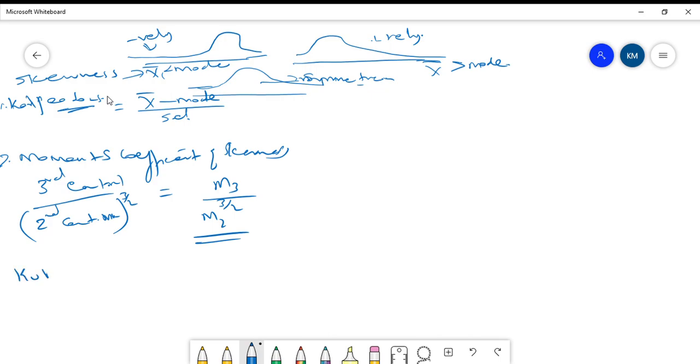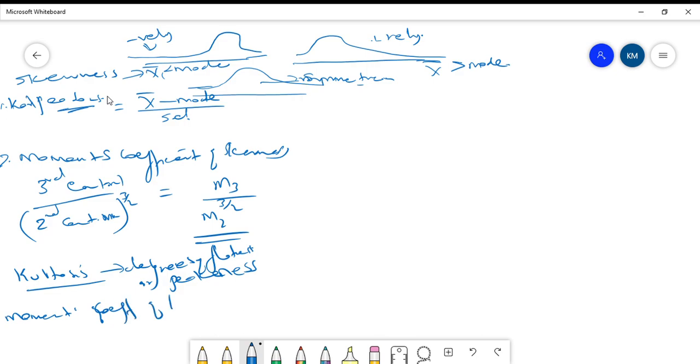Good. What about kurtosis? Kurtosis, we said, is the degree of flatness or peakedness around the mode of a frequency distribution. The moment coefficient of kurtosis makes use of the fourth central moment and the second central moment. So this is usually given by m4 divided by m2 raised to power 2.